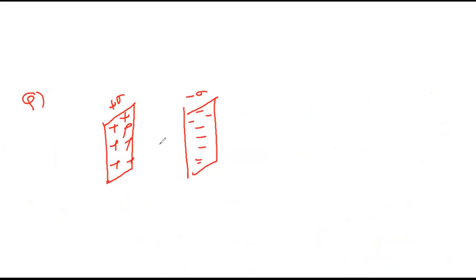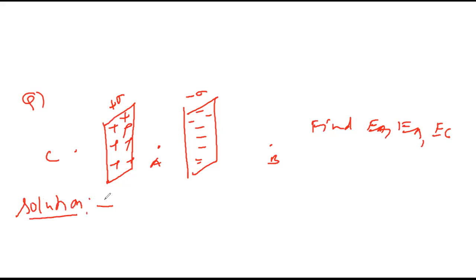This is one plane charge sheet having charge plus sigma. This is another plane charge sheet having charge density minus sigma. There are 3 points A, B, and C. Find what is EA, EB, EC. We have to find EA, EB, EC.